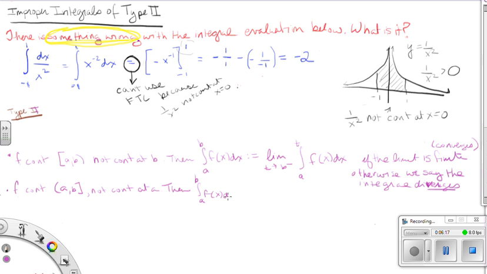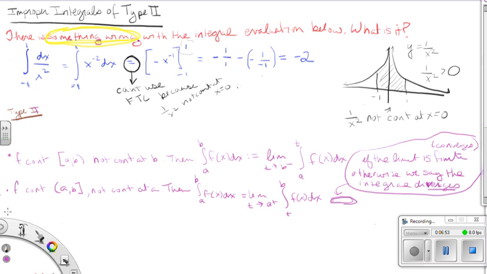Any guesses? You can probably extrapolate. It's going to be a limit as t goes to a from above. So we're taking t a little bit bigger than a. In other words, the integrand is going to be continuous on the closed interval from t to b. And so we can evaluate that integral. And again, the same condition applies here too: if that limit is finite, it converges, and otherwise we say it diverges.